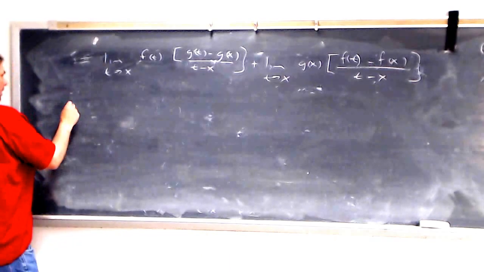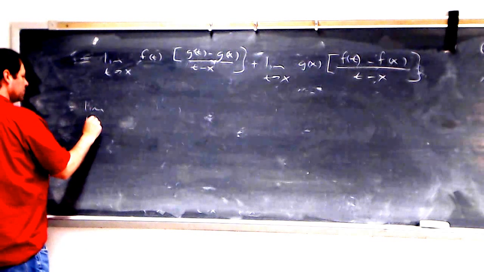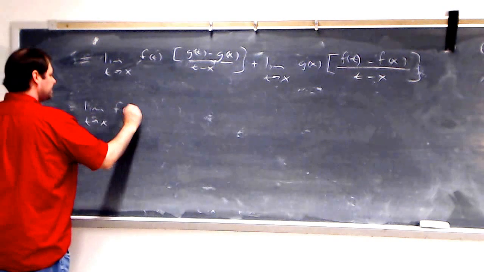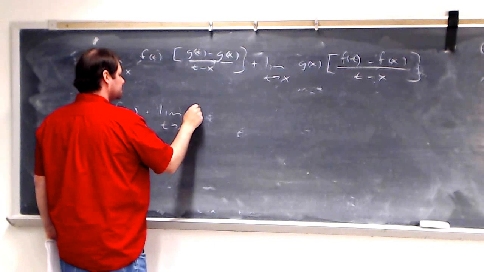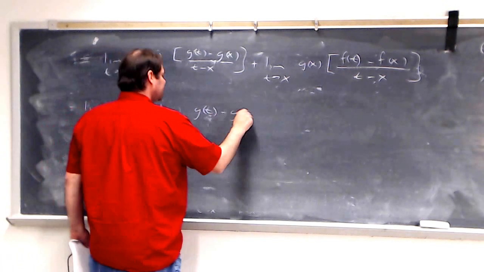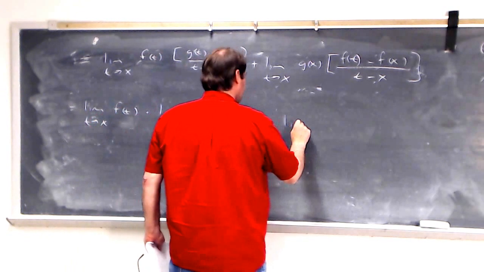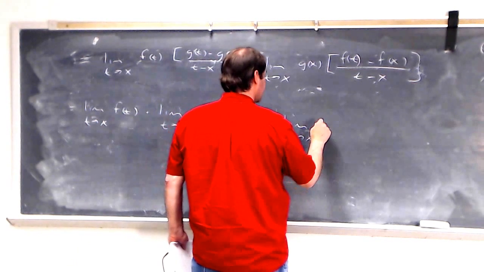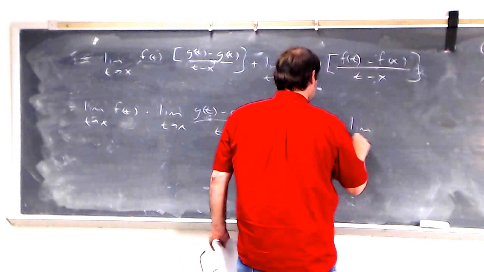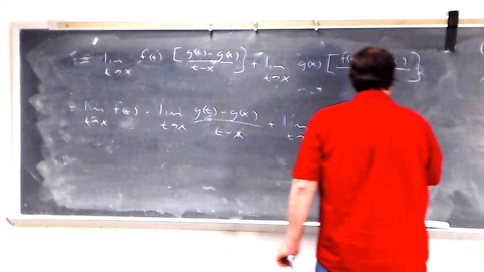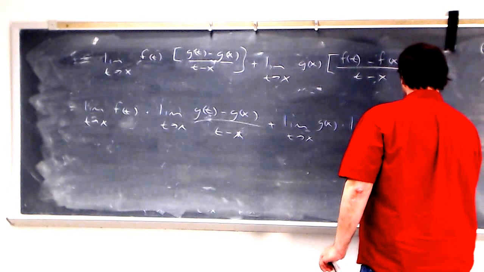And now, this is a limit of a product. So I'll rewrite this as the limit as t goes to x of f of t times the limit as t goes to x of g of t minus g of x all over t minus x, plus, here, this again is a product, so it's the limit as t goes to x of g of x times the limit as t goes to x of f of t minus f of x all over t minus x.